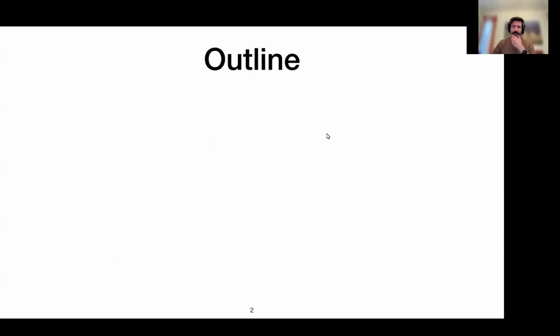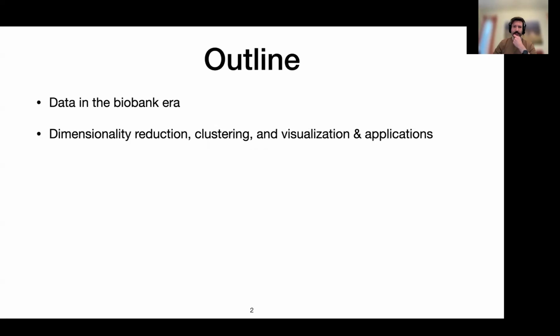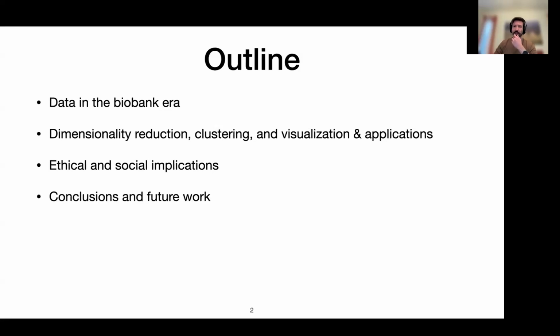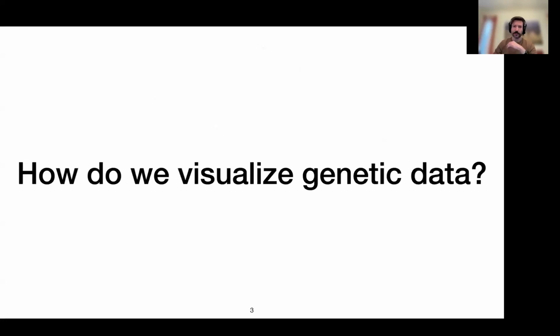So just to give an outline of this talk, split up into, I think, four main chunks. Basically, I'll talk a little bit about data in the biobank era. Then I'll talk about some of the research that I did through my PhD and in my postdoc, which focused on dimensionality reduction, clustering, and visualization of biobank data and its applications. Some new stuff that I've been working on, the ethical and social implications of all of this, and then some of the conclusions and future work.